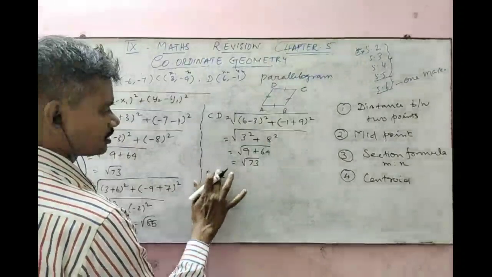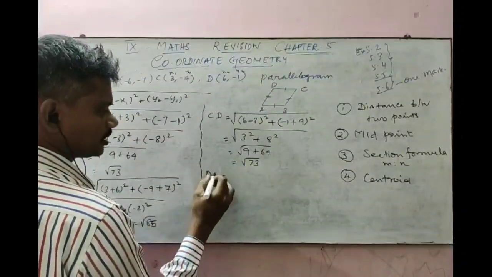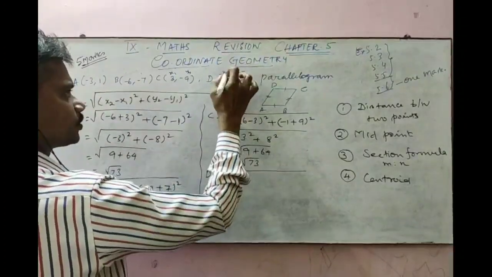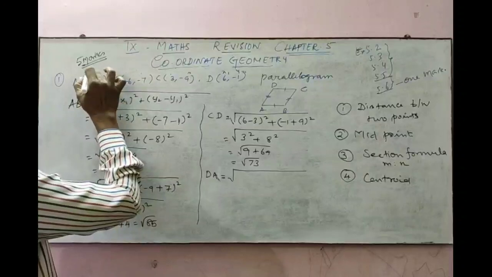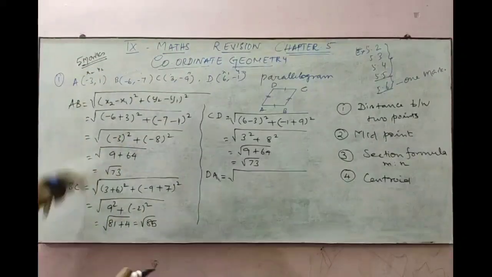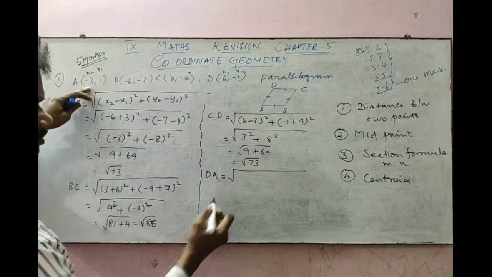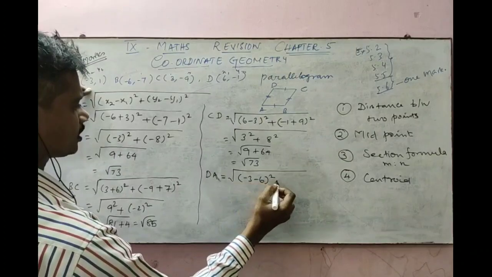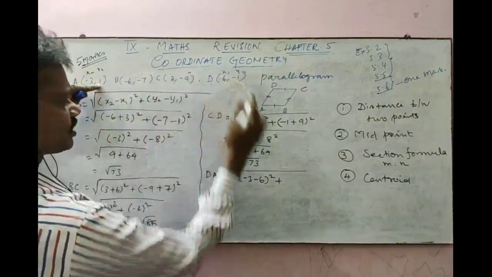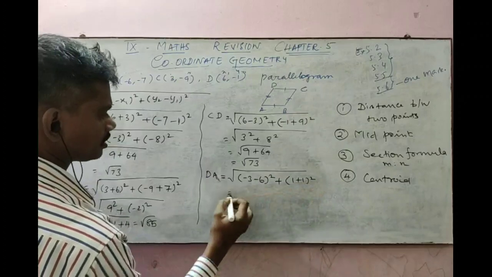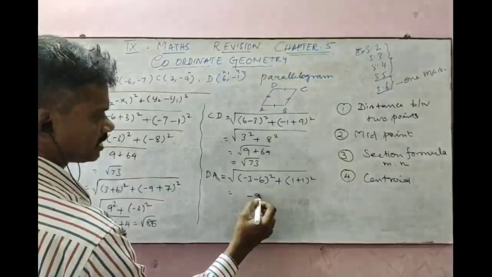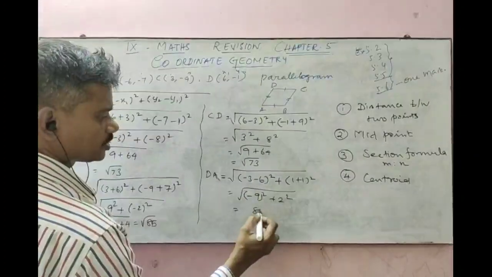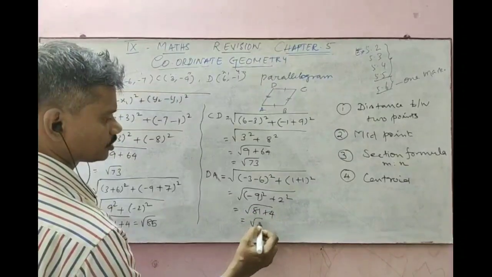Next I am going to find the distance between D and A, DA or AD. Now consider D as x1, y1 and A as x2, y2. The distance between the 2 points is x2 minus x1, that is minus 3 minus 6 whole square plus 1 minus of minus 1 gives 1 plus 1 whole square. Minus 3 minus 6 gives minus 9. 1 plus 1 gives 2 square. 9 square is 81. 81 plus 4, again it is 85, root 85.